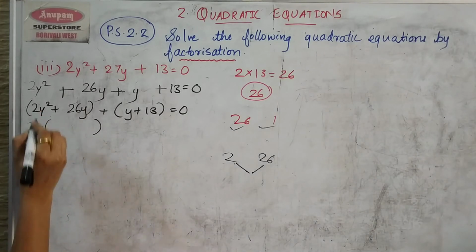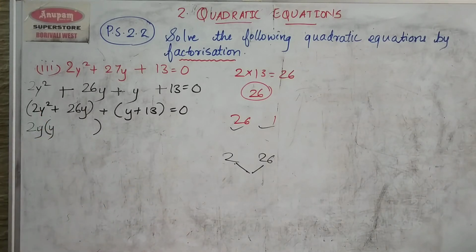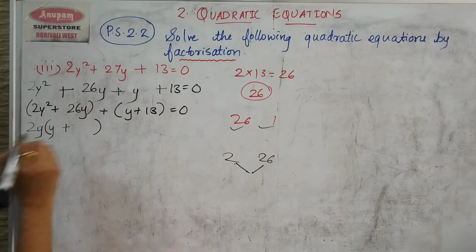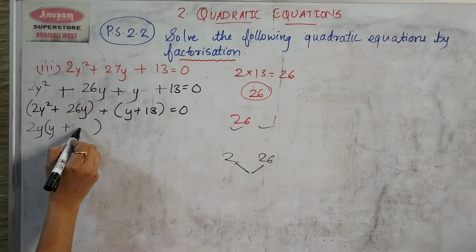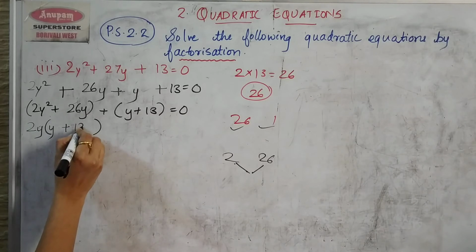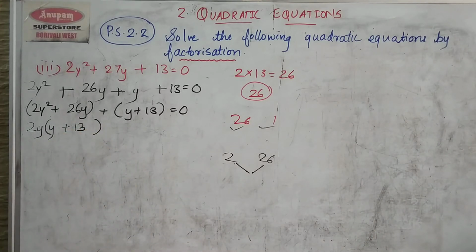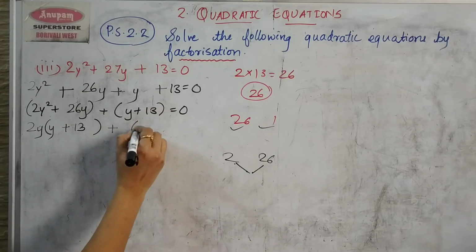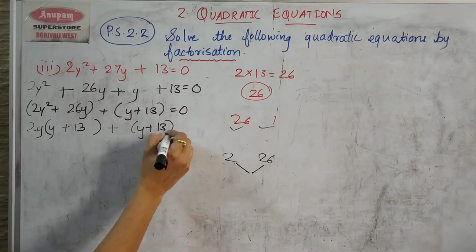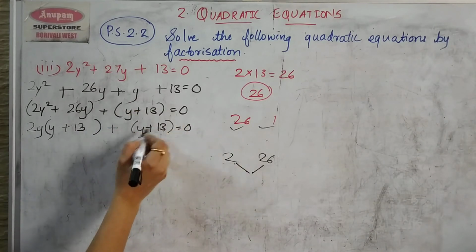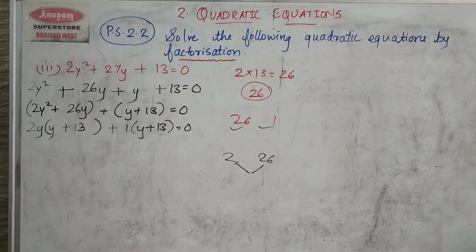Now y into what will give you y square? y into y will give me y square. Plus 2 into what gives you 26? 2 into 13. And this y is already outside, so we keep it as it is. Plus y plus 13 is equal to 0. When there is nothing common in y and 13, so I write down 1 outside.